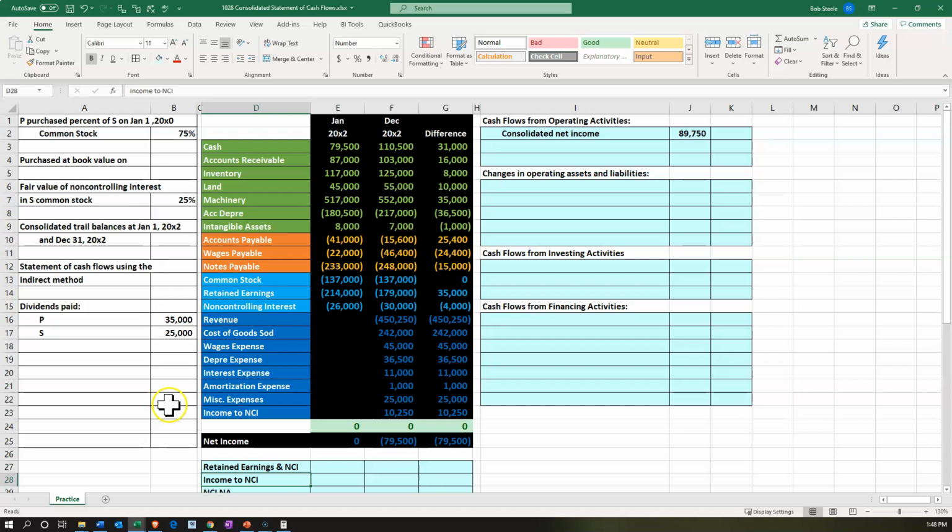Here we are in Excel. We have our information on the left-hand side. We're going to enter that into the blue area on the right-hand side. Let's take a look at what we have.